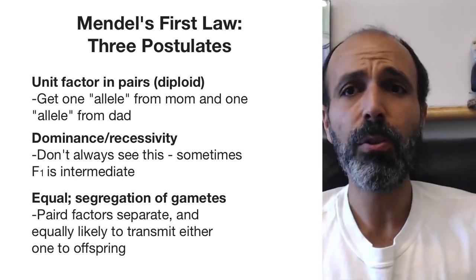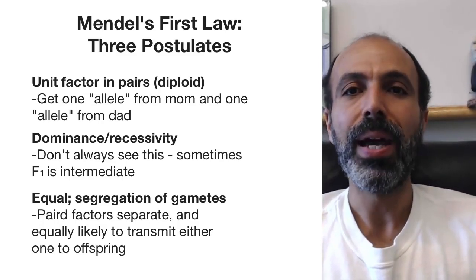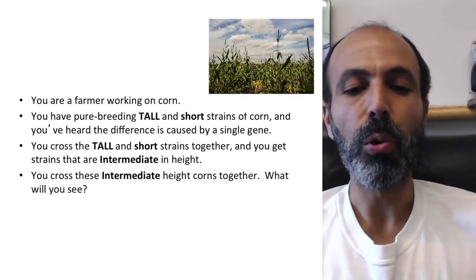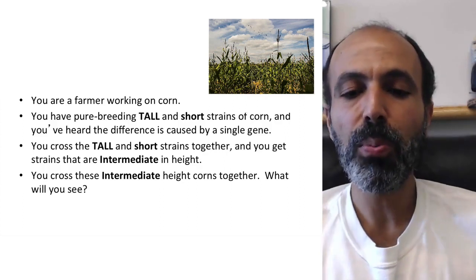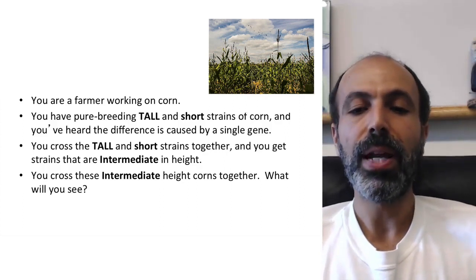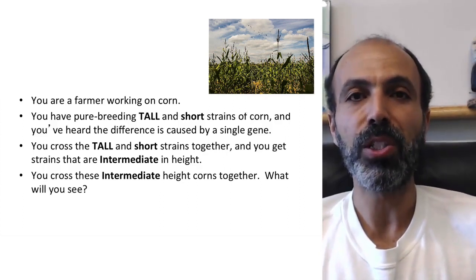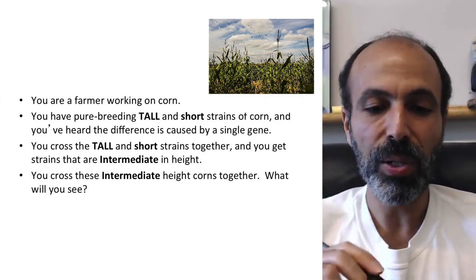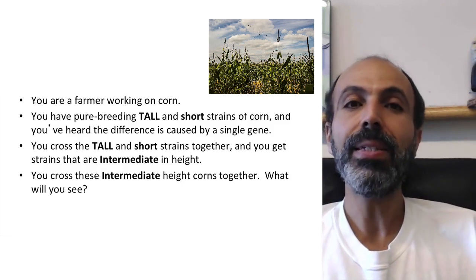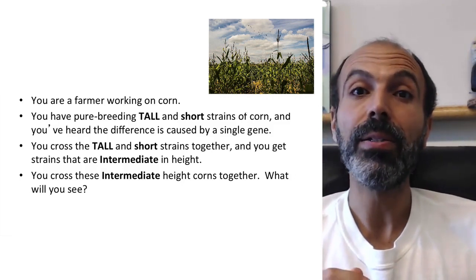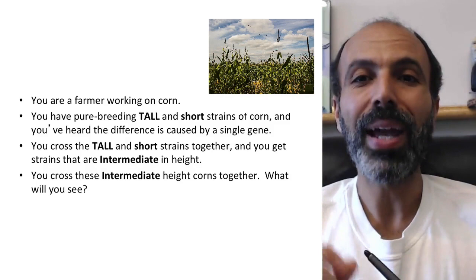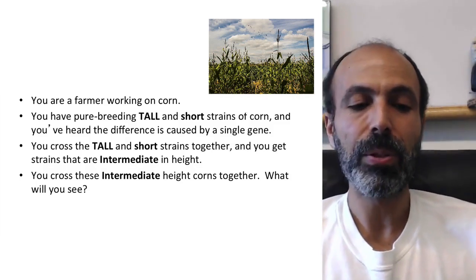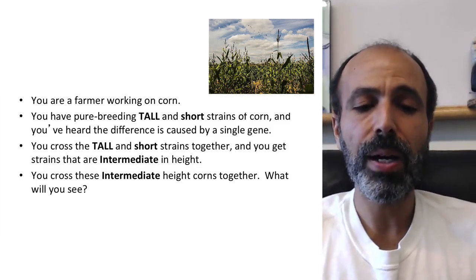So let me give you a problem to try. First, I'll do one with you, and then I'll give you one just to try on your own. Let's imagine you're a farmer working on corn. Let's say you have pure breeding tall and short strains of corn, and you've heard that this is caused by a single gene. This, by the way, is very, very unlikely, but let's just pretend that's the case. So you cross the tall and short strains together, and in this case you get strains that are intermediate in height. So in this example, we don't actually have dominance like in the previous example. So you cross these intermediate height corns together, what would you see?